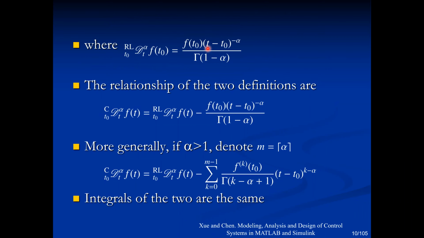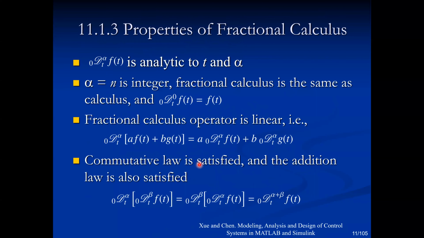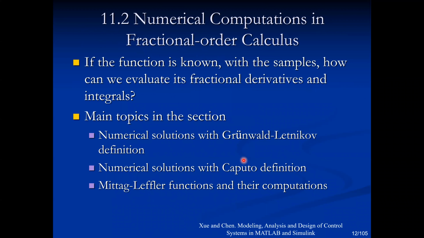So for an initial condition that is a constant, Riemann-Liouville will give you a non-zero result, okay, it's not zero. Therefore, Caputo and Riemann-Liouville have this missing term here. But if f of t zero is 0, then they are all equivalent. If it is not, you must be very careful. But for integration, they are the same, okay. So these are the linearity properties.